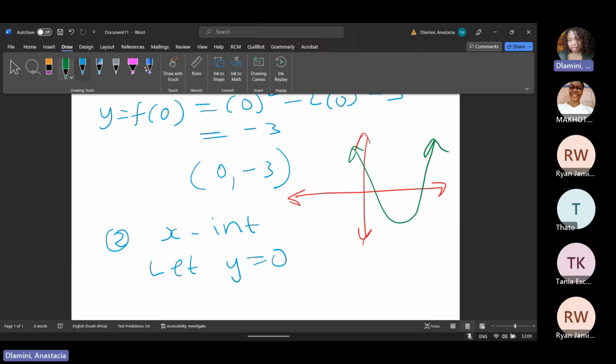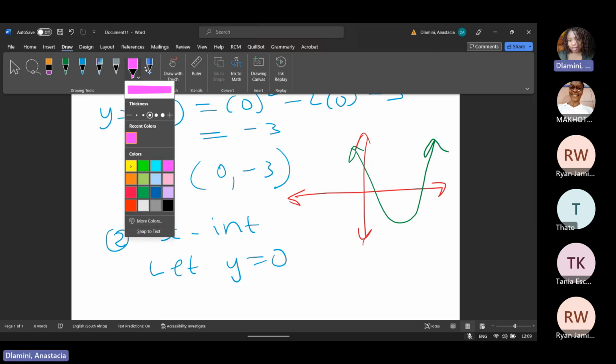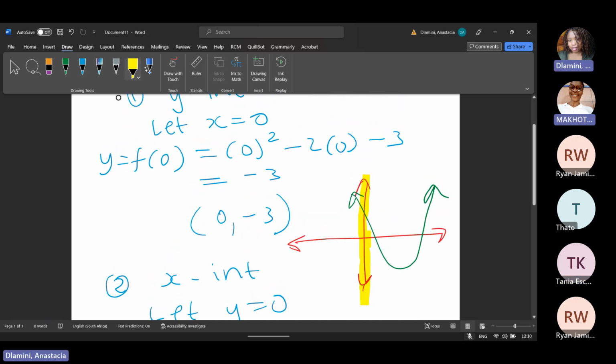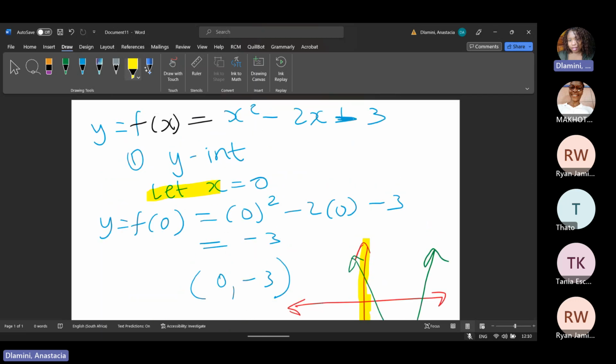Can we all agree or disagree? If I move along this line, at the y-intercept, do we agree that at this point on the line x is equal to 0? Yes, because that is the point of origin. So x is equal to 0 at that point. So if I want to find a point there, definitely x is equal to 0. That's why we let it equal 0.